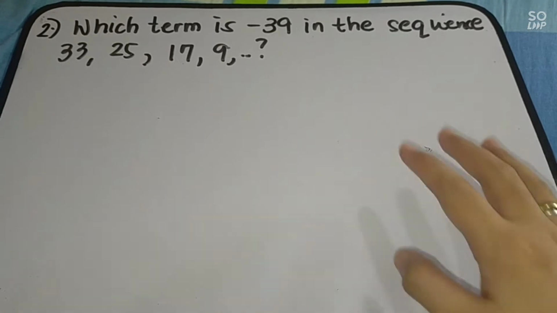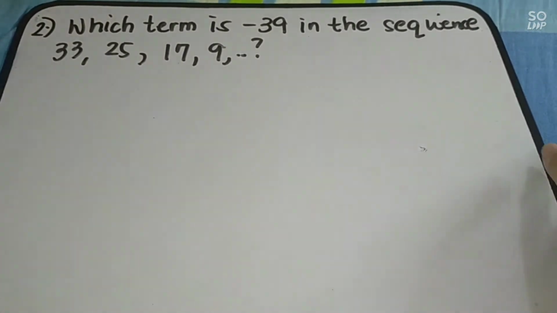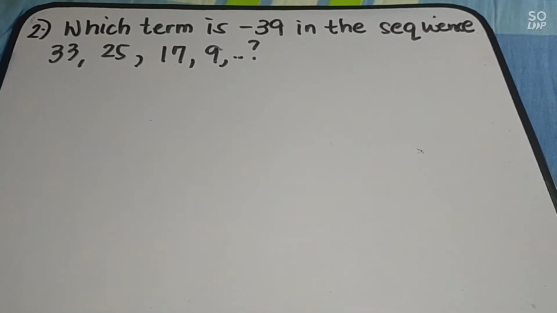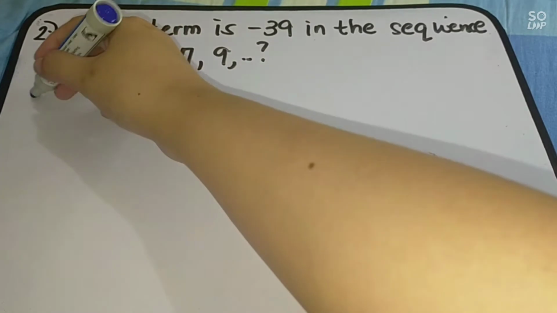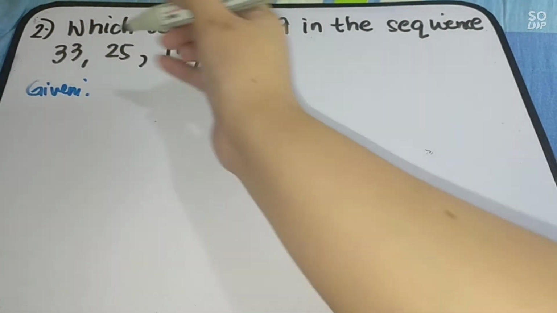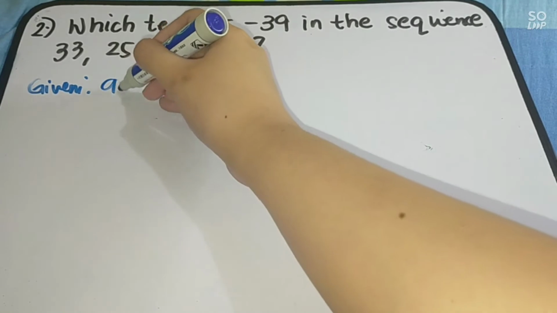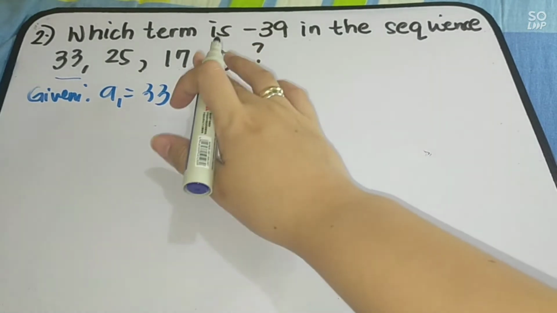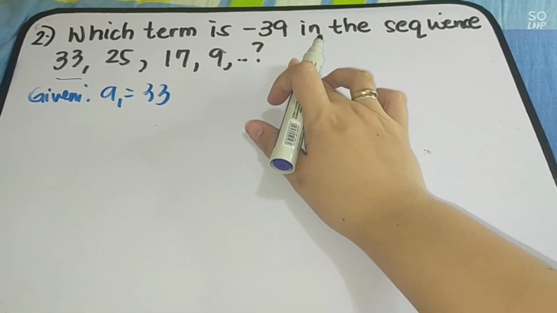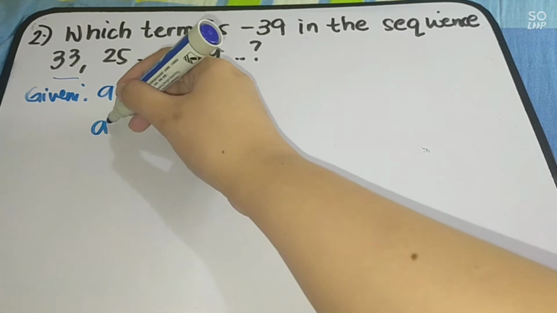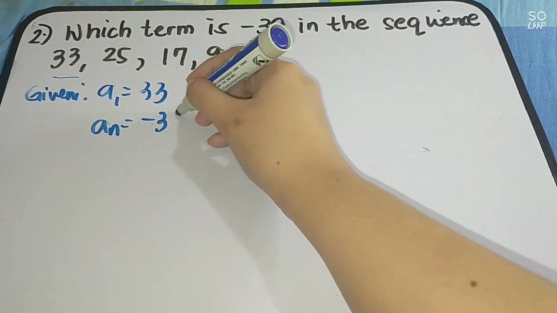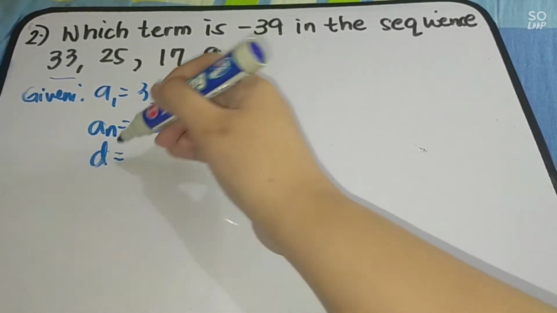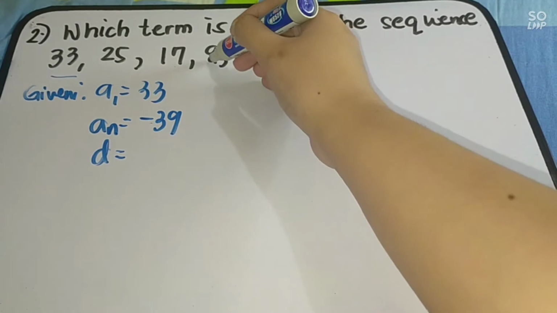Number 2. Which term is negative 39 in the sequence 33, 25, 79, and so on? So, let us have the given again in this sequence. Since we have here a sequence, meron na tayong first term. Makita mo na siya, that is 33. Next, sabi niya, which term is negative 39? So, using negative 39, that is your last term. So, that is your a sub n, negative 39. Ganun lang. And then, afterwards, let us have the common difference. For us to find the common difference, subtract mo lang ito.